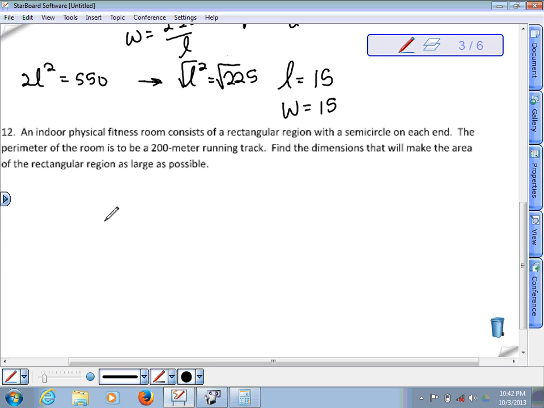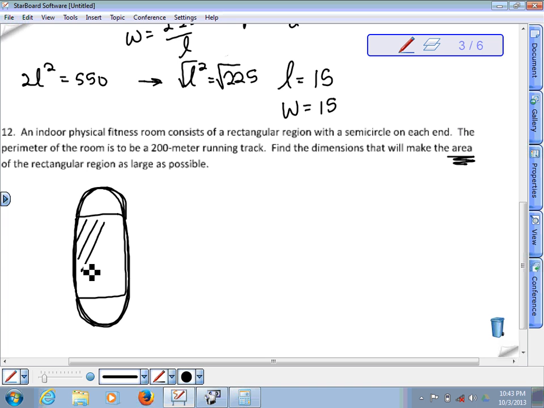Okay, so I would recommend drawing this one out. We have an indoor physical fitness room that's a rectangle with a semicircle on each end. Semi means half of a circle. The perimeter, just measuring around the room like this, if somebody were running around, is a 200-meter running track. Find the dimensions that will make the area of the region as large as possible. So we're maximizing the area of this rectangular region inside.